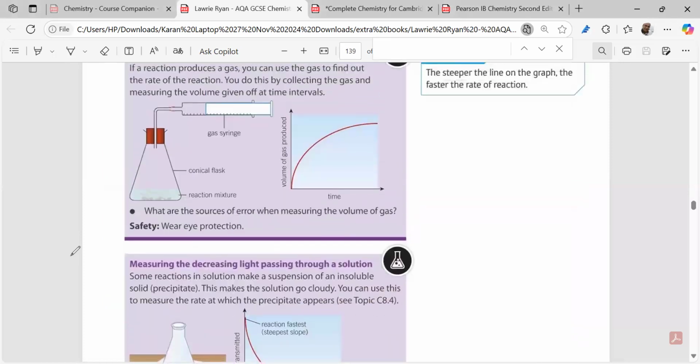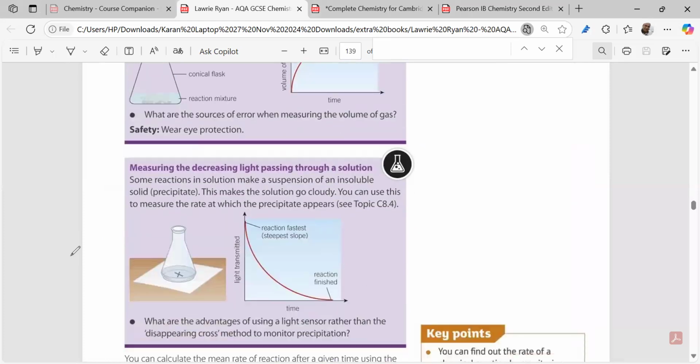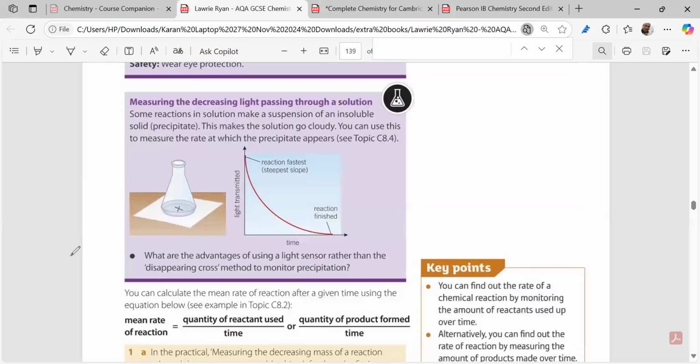Now, this thing we did: if a volume of a gas is given off, we can find out the rate of the reaction. Now, this thing you have to do as homework. I'll be going through this part again with you. This part, do it as homework. That's just to write down the equation.